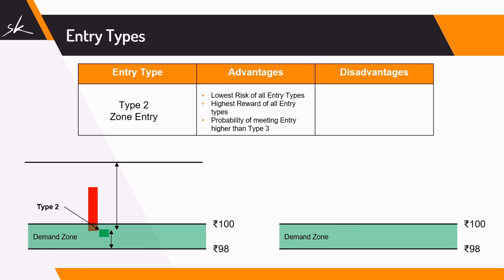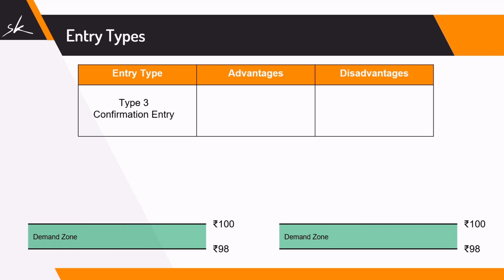Many times prices can react immediately from our demand zones without forming a bullish or a very bullish candle inside of the zone. This is why type 2 entry has lower probability of fill, because we have to wait for the bullish or the very bullish candle inside of the zone. Type 2 entries cannot be automated.